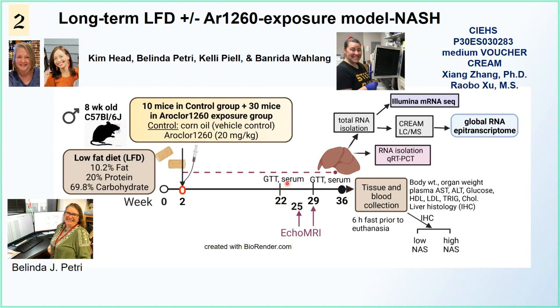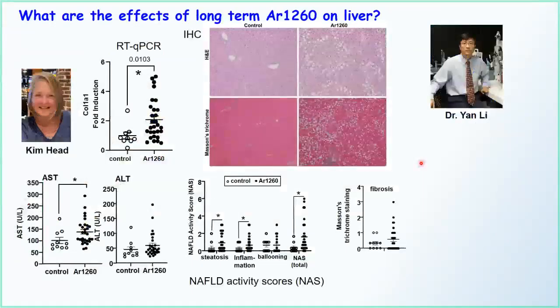And during this time, glucose tolerance tests were done, serum was taken, echo MRIs were done. And at the time of tissue harvest, after 6 hours of fasting, various physiological parameters or measures were taken in the mice, and this was performed primarily by Kim Head. And IHC was performed by Dr. Yan Li, and we'll soon see more about that. But also, Kelly again isolated RNA, and we sent it off for Illumina mRNA sequencing, and we took the total RNA out. This is, of course, after processing for ribosomal RNA depletion and poly-A selection from mRNA-seq. And then the total RNA was again sent to CREAM for LC-MS to identify the global RNA epitranscriptome. Kim Head also did some RNA isolation for real-time quantitative PCR. Oh, I got to correct that typo in BioRender.